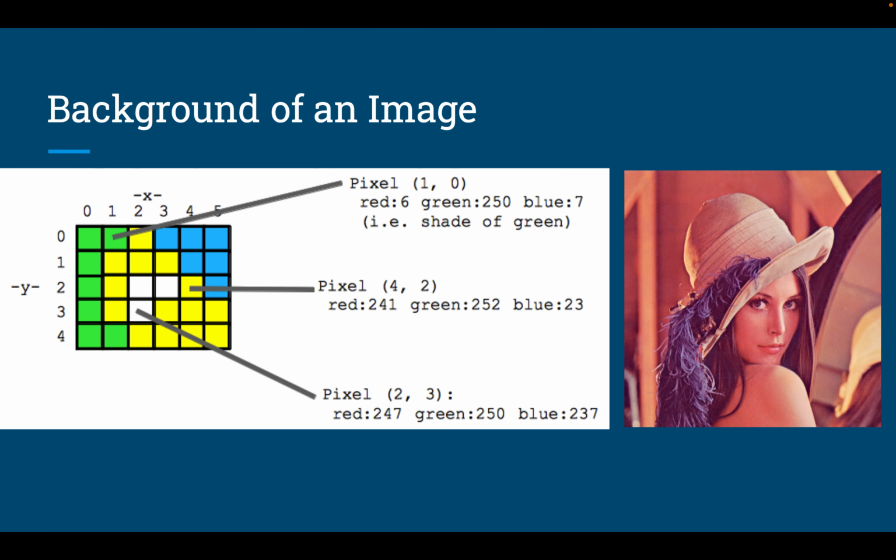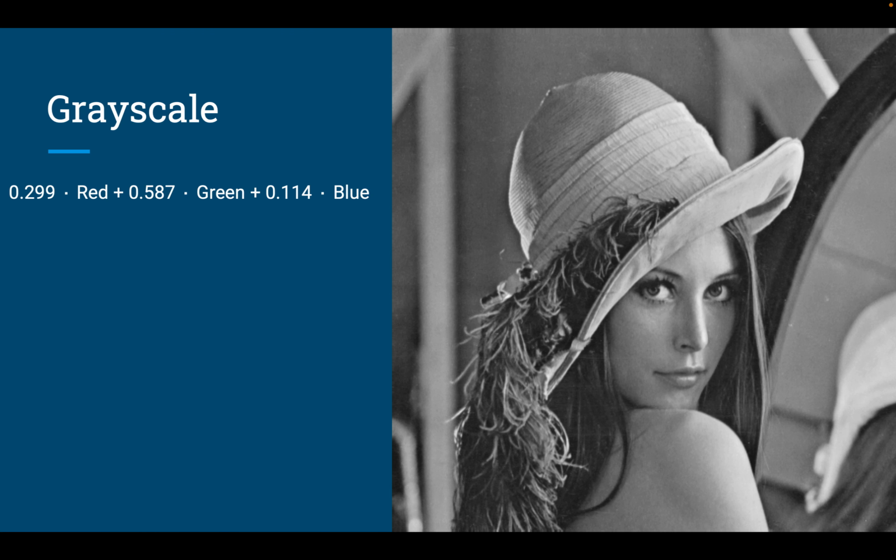The background of an image. An image is made up of multiple pixels and each pixel has a red, green, and blue value. I converted the image you see here into grayscale by multiplying each pixel's red, green, and blue values by the corresponding number to equal a value between 0 and 255. This resulted in the image you see on the right.